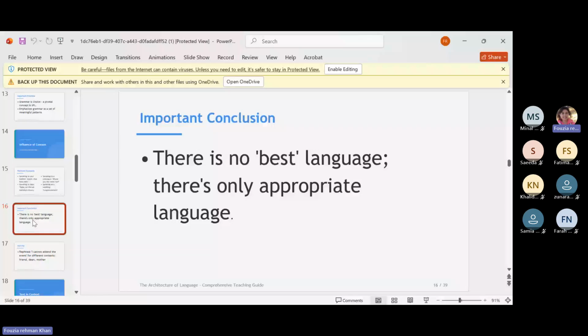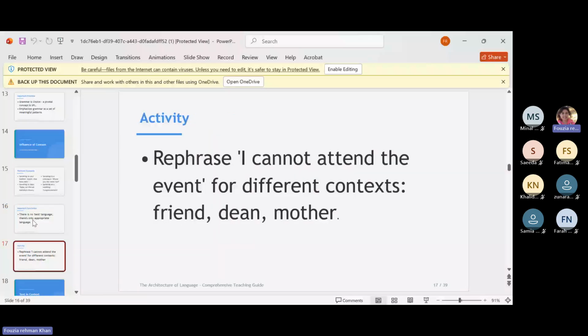Now, this is an activity: changing the context. You are going to rephrase it for me. I cannot attend the event. In context, we are only taking the interlocutors. How do you say it to a friend? How do you change it for the dean? How do you say it to your mother? I cannot attend the event. You can have a choice of the event.